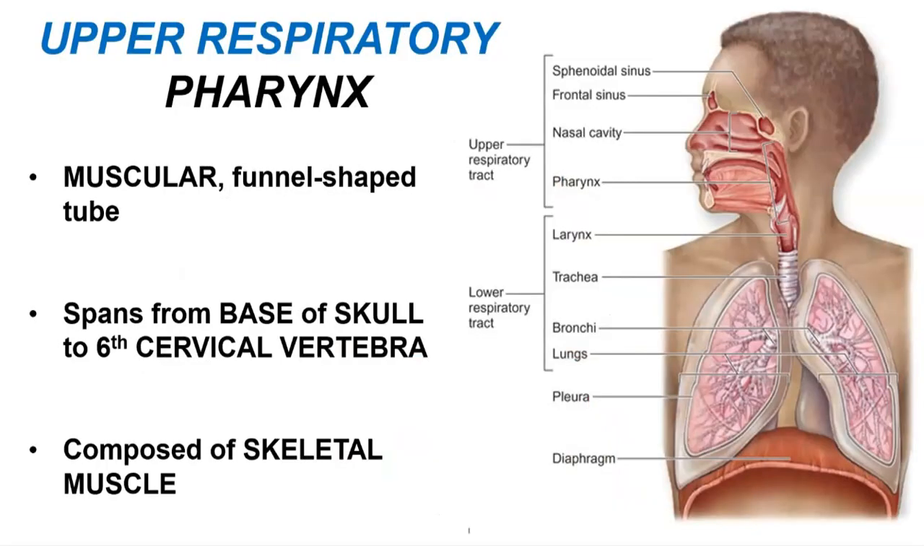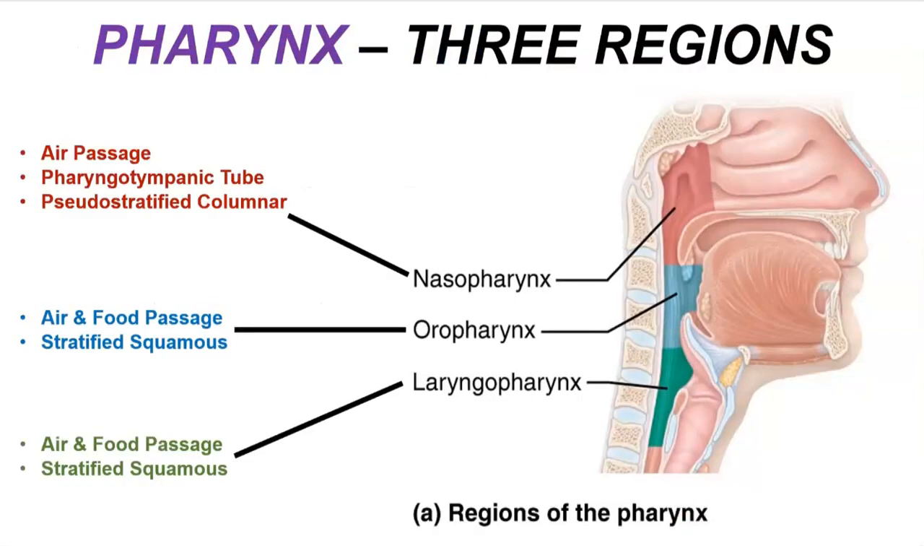The pharynx is a muscular, funnel-shaped tube or structure that spans from the base of the skull to the sixth cervical vertebra. Both skeletal muscle and epithelial tissue are the primary components of the pharynx. And the pharynx is divided into three anatomical regions depending on the location of that particular part of the pharynx. We have the superiormost nasopharynx, the oropharynx, and the laryngopharynx.